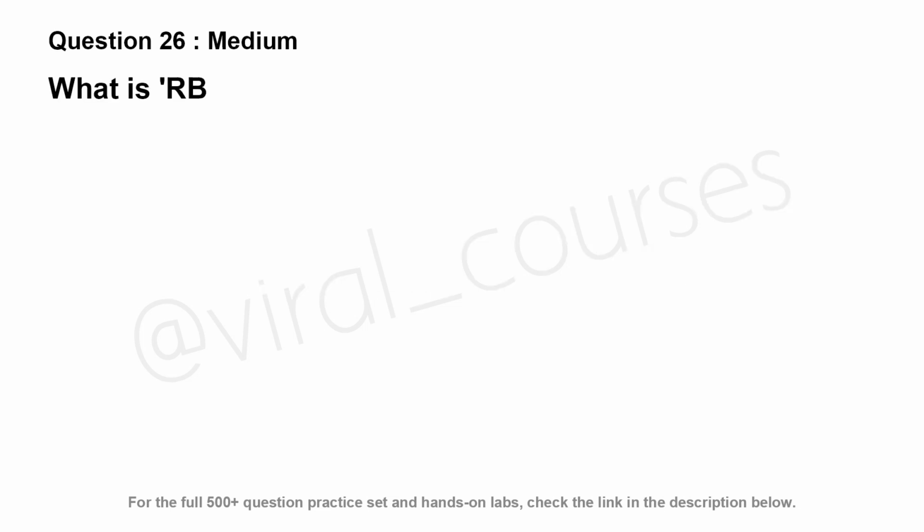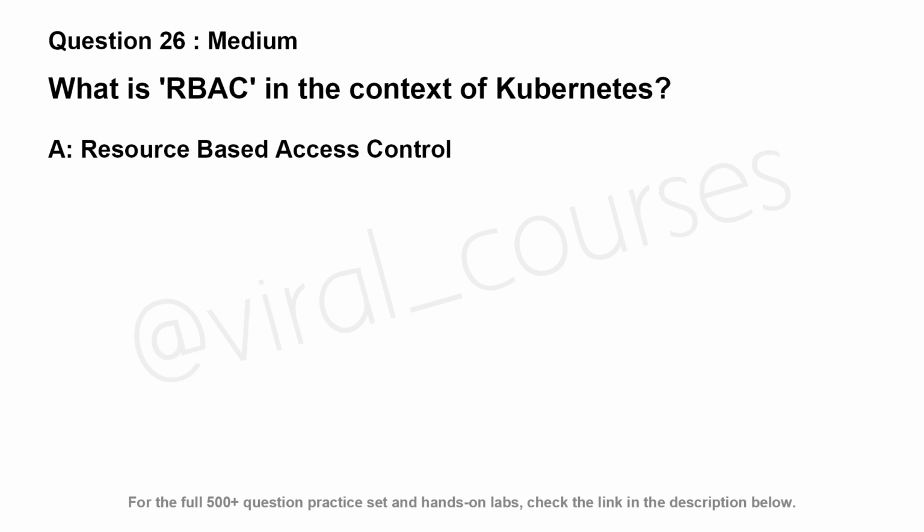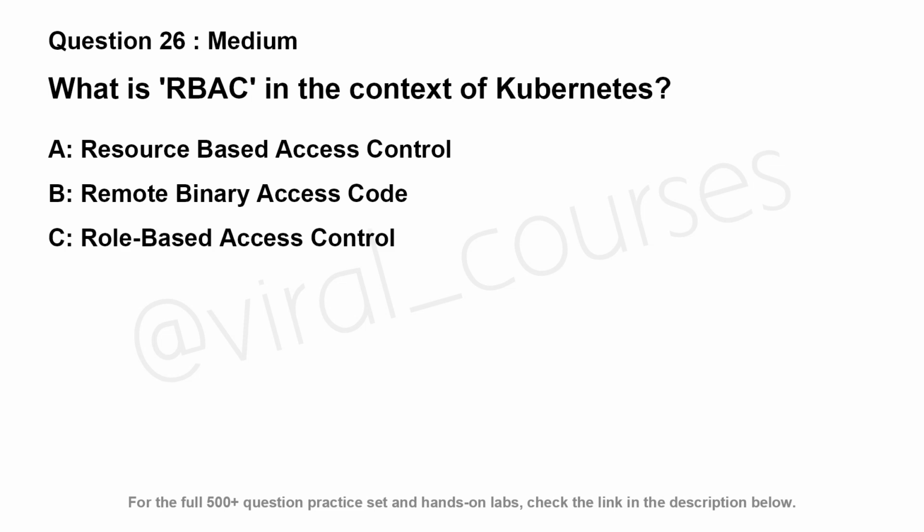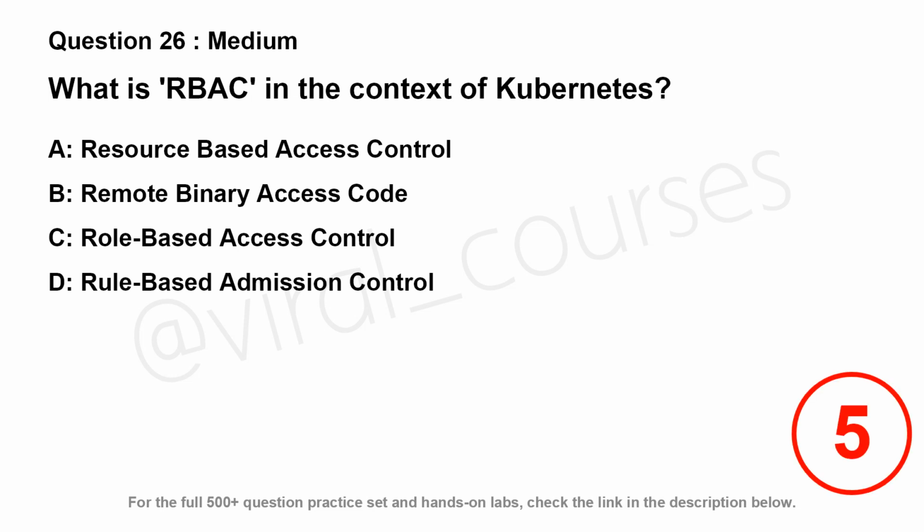What is RBAC in the context of Kubernetes? Option A. Resource-based access control. Option B. Remote binary access code. Option C. Role-based access control. Option D. Rule-based admission control.